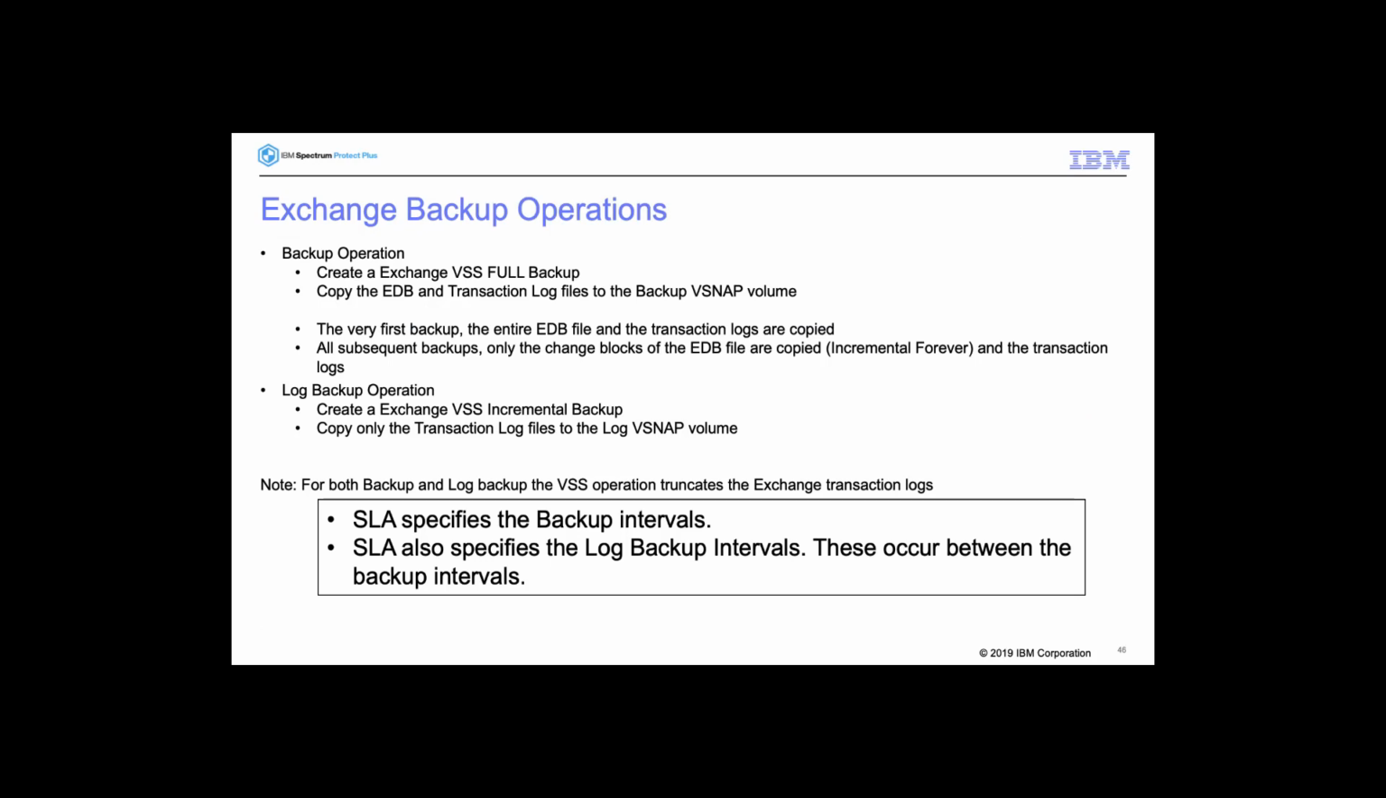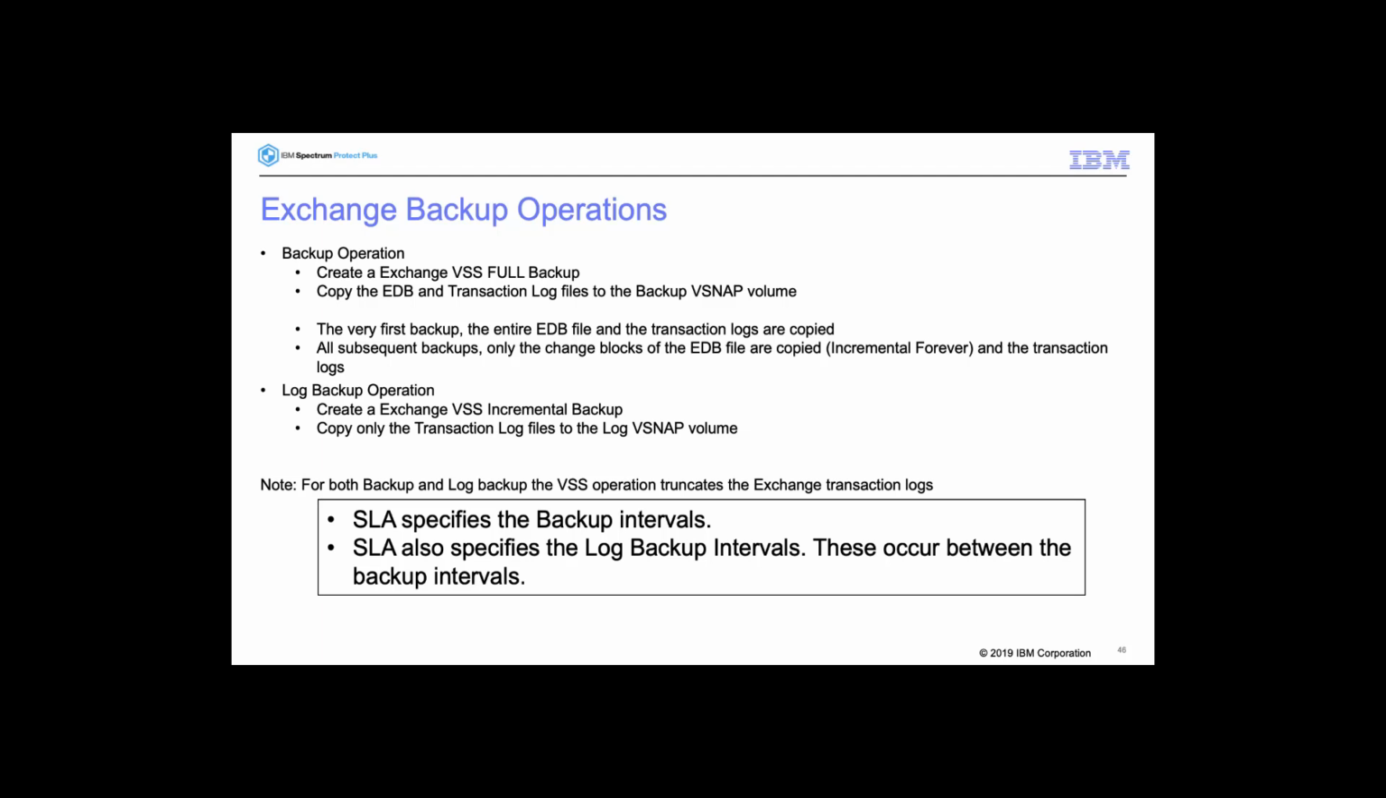Now, in terms of doing backup operations, data protection and the backup operations for Exchange are going to work pretty much like the rest of the applications in Spectrum Protect Plus, in that they're going to be incremental forever operations. The first backup will be a VSS full, and the entire EDB file will be moved from the Exchange server to Spectrum Protect Plus. And then for all subsequent backups, we're only going to move the change blocks from the EDB files.